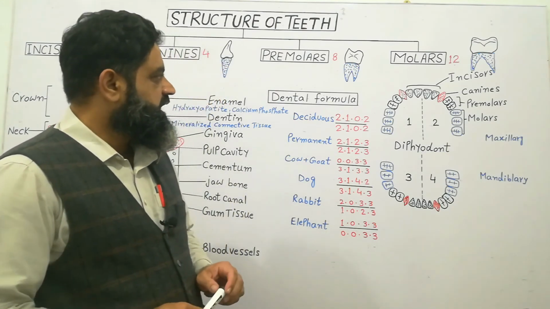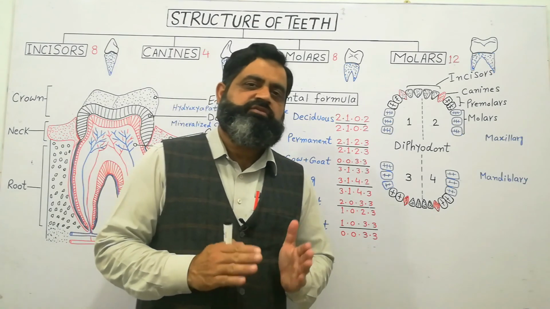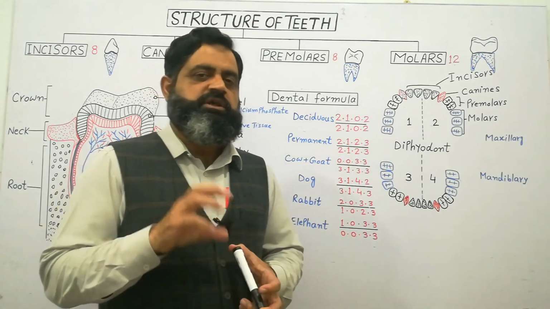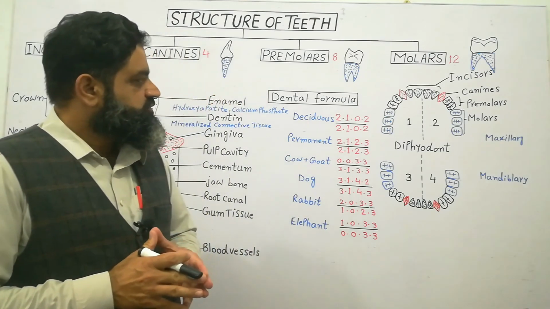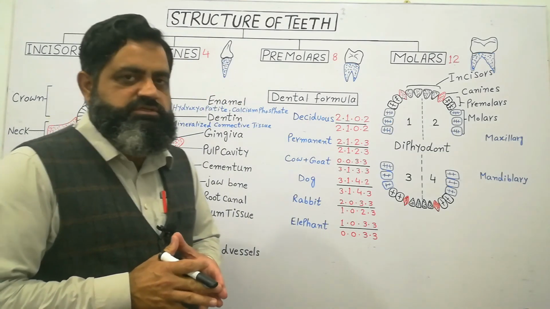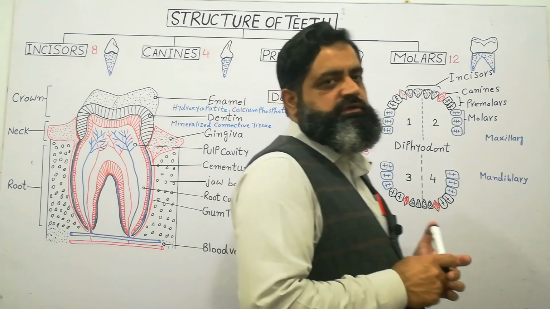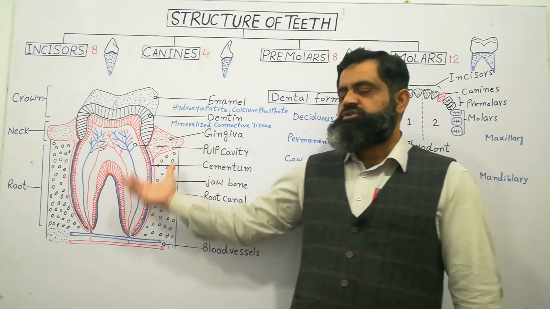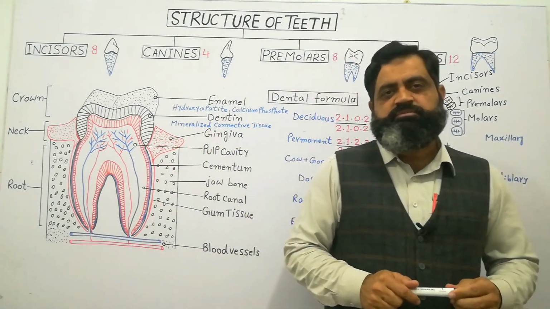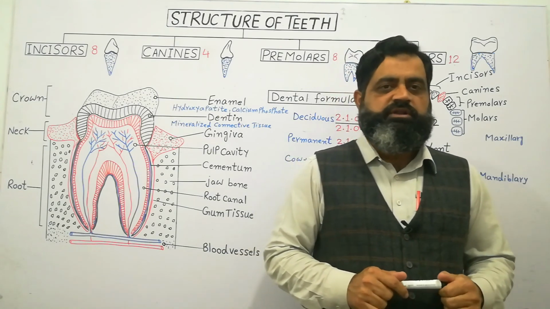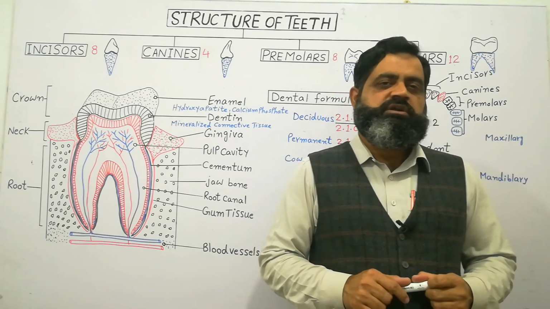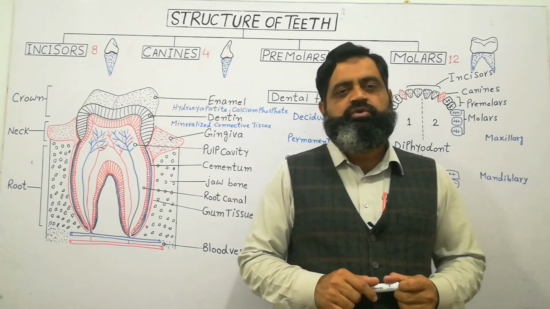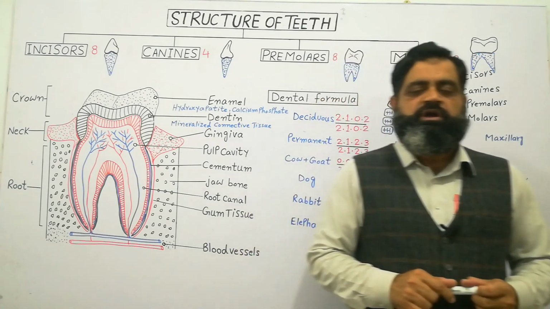So in this way, a dental formula helps to identify the different types of teeth present in the oral cavity of any kind of animal. Today we have discussed some important structures of teeth and the different types of teeth present in different animals of the animal kingdom. We will come later to the next lecture on diseases of the teeth and their cure. And I hope you have understood this lecture.